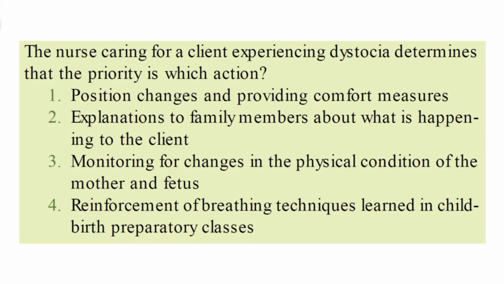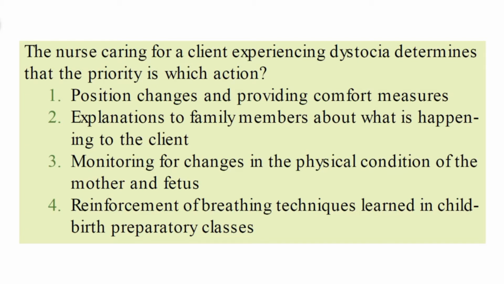Okay, let's look at this other question. The nurse caring for a client experiencing dystocia determines that the priority is which action? Number 1, position changes and providing comfort measures. Number 2, explanations to family members about what is happening to the client. 3, monitoring for changes in the physical condition of the mother and fetus. And number 4, reinforcement of breathing techniques learned in childbirth preparatory classes. So, as you know, dystocia means difficult birth.